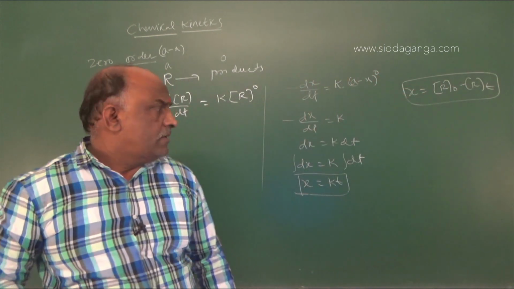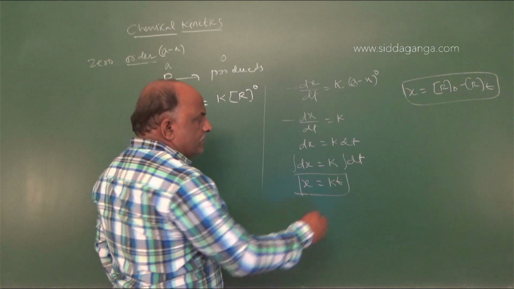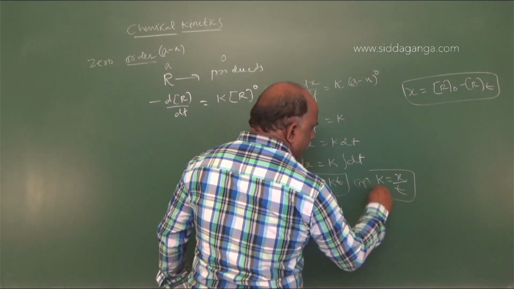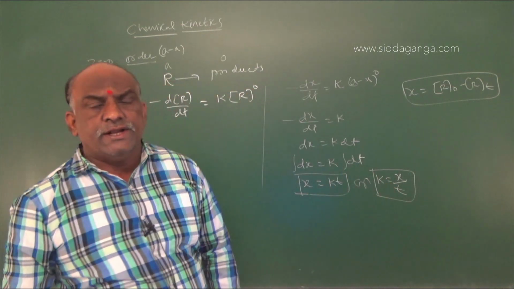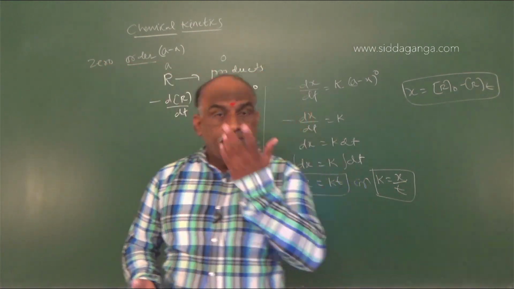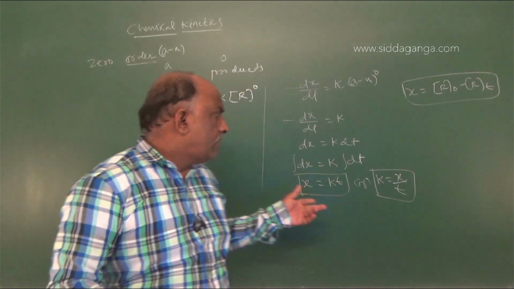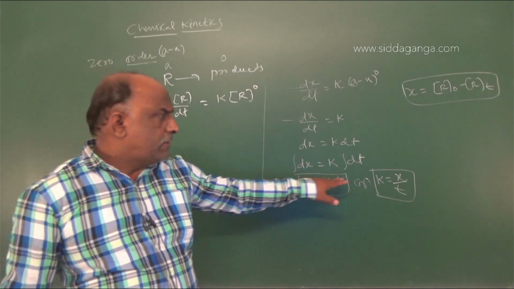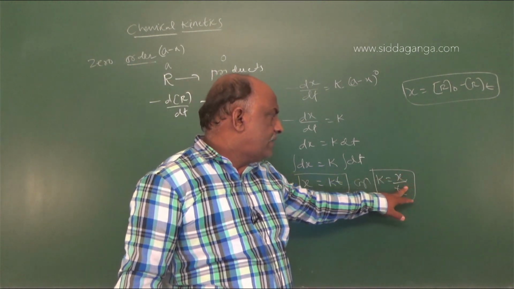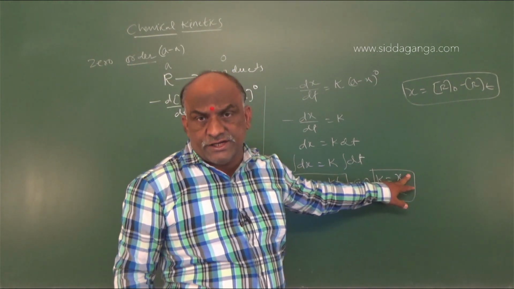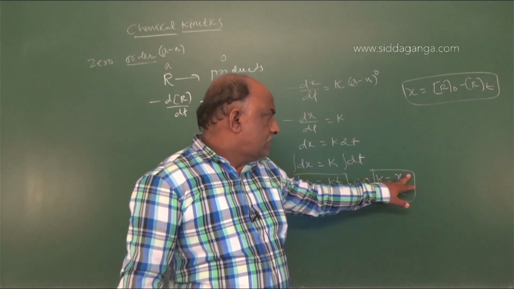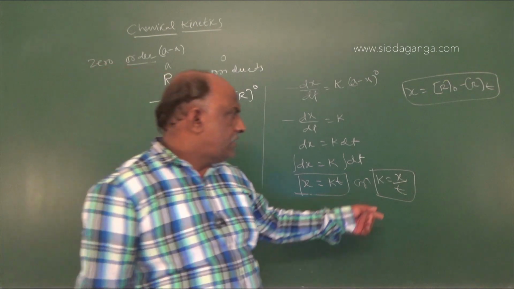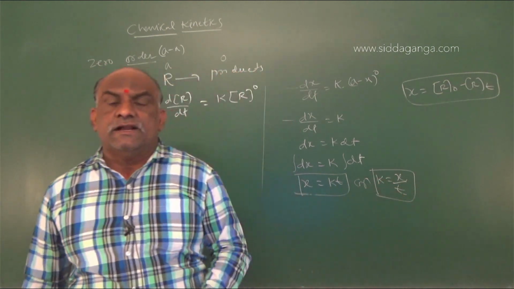So x is equal to kt, or we should go with k is equal to x by t. Clear? So my dear students, make a note. This is the integrated rate equation for a zero order reaction. The zero order rate constant is equal to x divided by t. Here x is the concentration of the reactant that has reacted, k is the zero order rate constant, and t is the time taken.